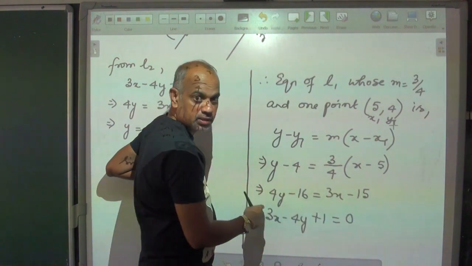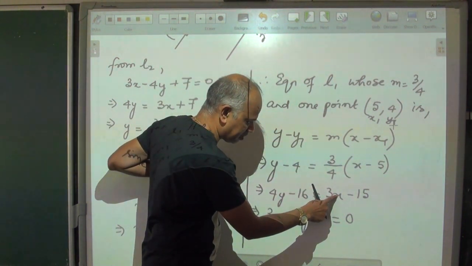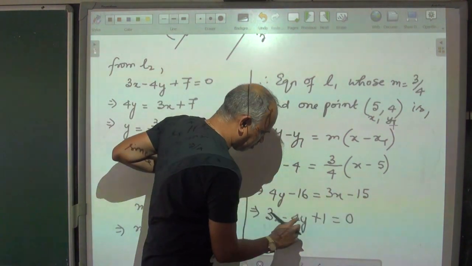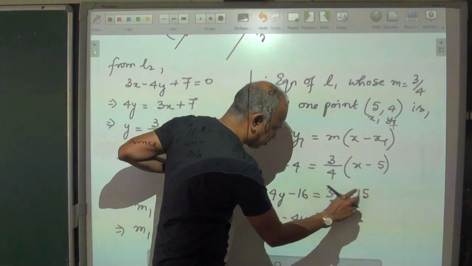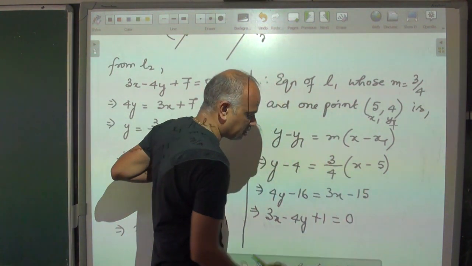Rearrange this now. X term should be the first term. So x is positive, so let it remain there. Shift all this to that side. 3x, minus 4y goes that side, becomes 16. 16 minus 15 is plus 1, is equal to 0 is the equation.